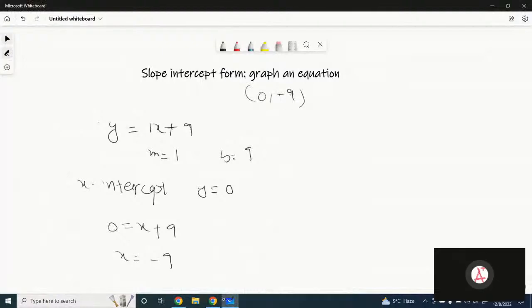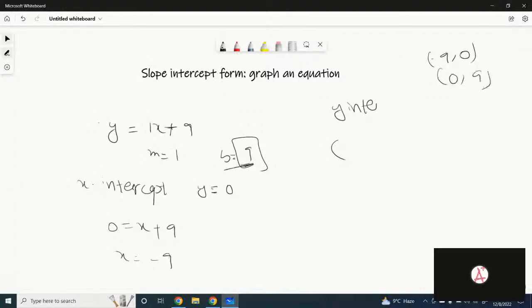Got it? So you have one of the points, that is negative 9, 0. Okay, now find the y-intercept of the equation. You are given a y-intercept that is 9. Sorry, the x-intercept point is negative 9, 0. X is negative 9, not y. Got it? So it would be negative 9 and 0. And we have the value of the y-intercept, that means x is 0 and y is 9. Got it? Let's just draw the graph of the equation.